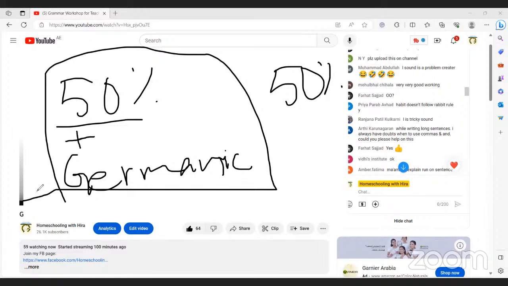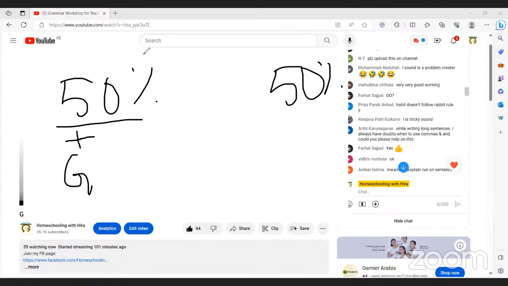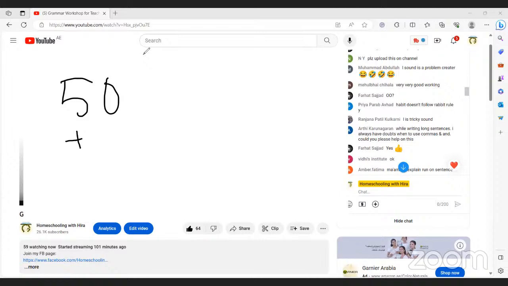Okay, the words that follow the rabbit rule are the most frequently and commonly used words. That's why we teach the rabbit rule to kids. The simple reason is this: the 50% of words that follow the rabbit rule are the common words. That's why we teach it to kids. Otherwise, it has the same number of exceptions and the same number of words that adhere to this rule. Okay? Moving forward.